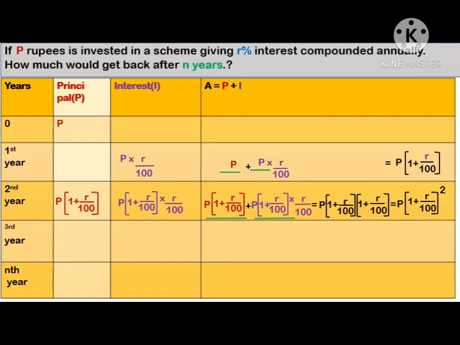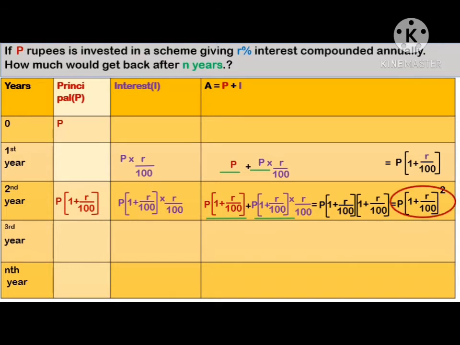Can you notice one thing? If we are calculating the total amount at the end of the second year, we get P into (1 plus R by 100) squared. Here the power is 2. Okay? Then let's see what happened in the third year.